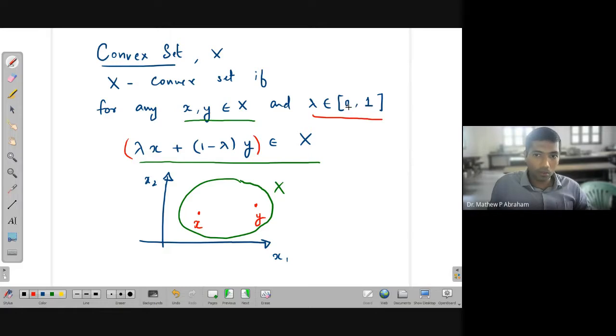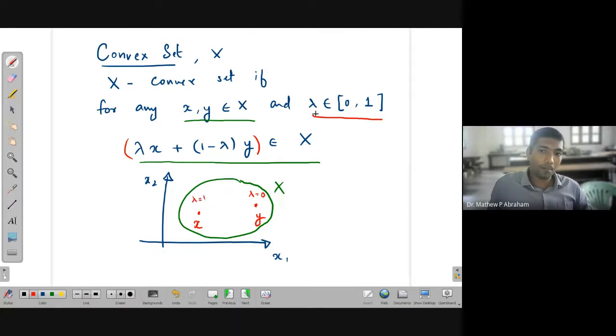Let's consider the case when lambda equals 0. Then the first term becomes 0, and since 1 minus lambda is 1, it corresponds to the point y, right? And if lambda equals 1, it becomes 1x plus 0y, and this corresponds to the point x. So lambda equal to 1 corresponds to this point.